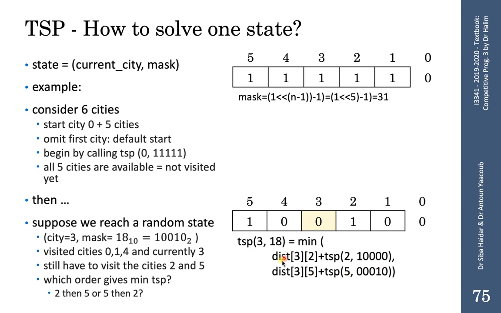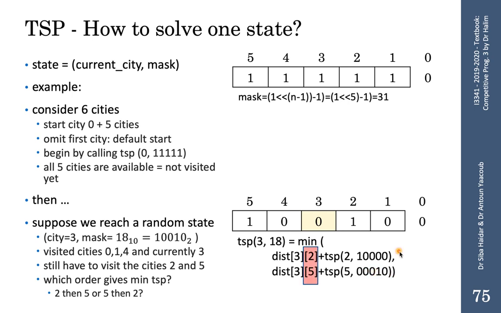It will have to calculate the distance from the current city to the city that is not visited yet. The first one is 2: distance from 3 to 2, plus the recurrence over 2, with which mask? With this same mask, but we'll have to remove the city 2, so it will become 10000. And we'll have to calculate also the same thing with the city 5, so distance 3 to 5 plus TSP 5, but this time with the following mask 00010.